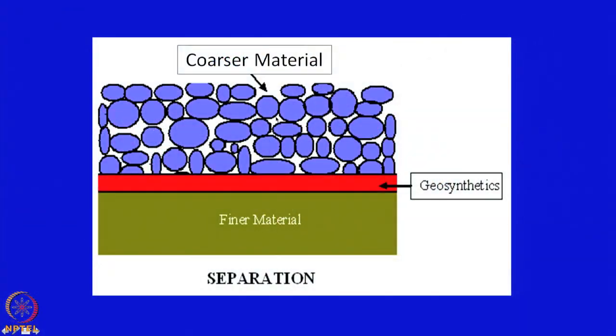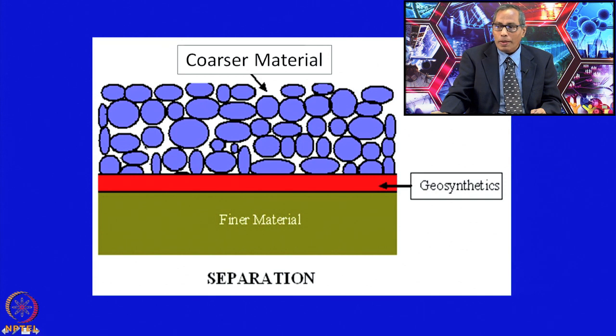Now what is the role of the coarser material? You see that every material has good and bad. Here aggregate is very good, because aggregate is a material with very good strength. Aggregate is good for drainage, aggregate is good for strength, but when this aggregate penetrates into the finer material or the subsoil, then this good quality aggregate loses its strength.